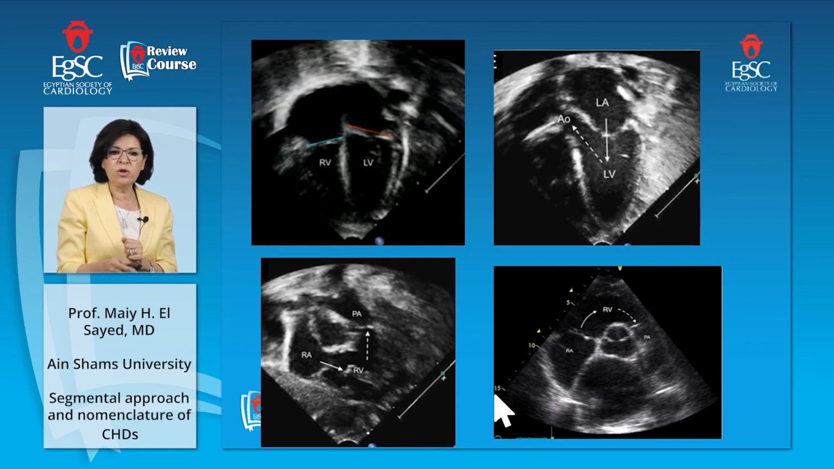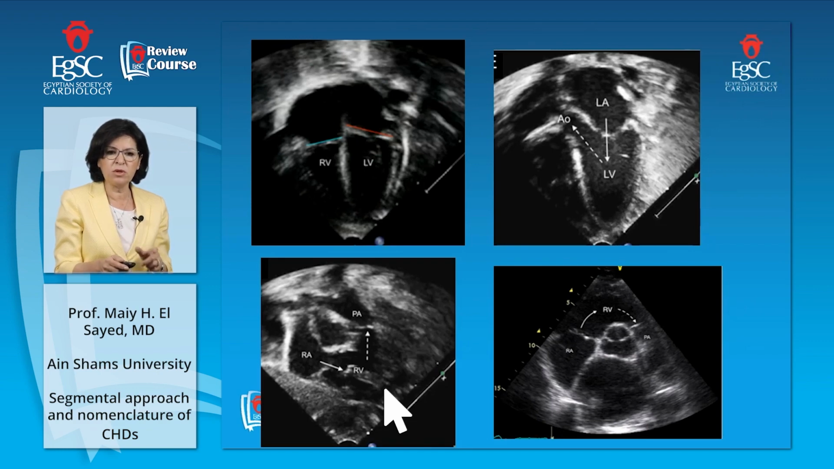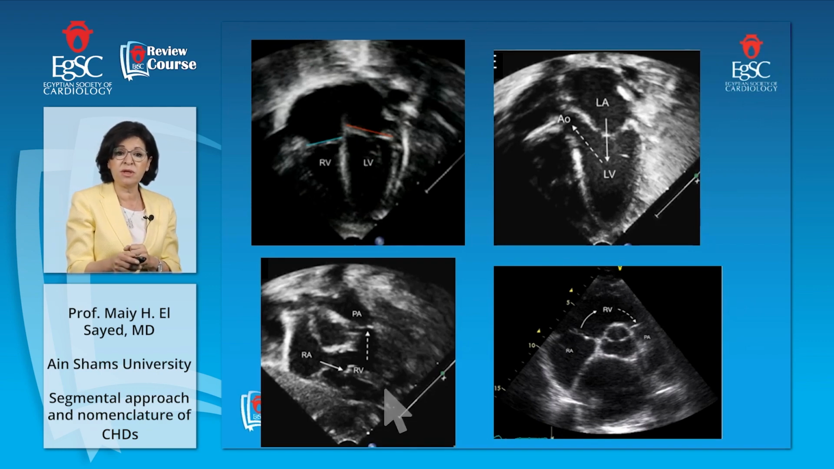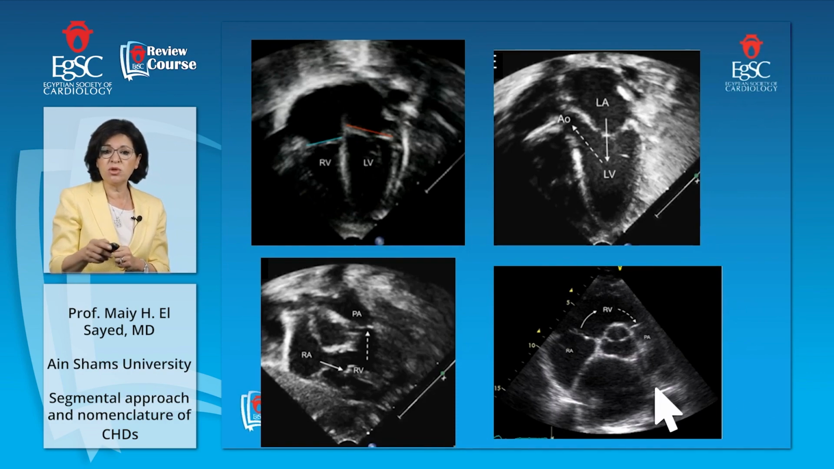In a subcostal view, you can see the inlet and outlet and the whole body. In the bottom left corner, you can see the whole body of the right ventricle. So inlet, trabecular portion, outlet. And then on the short axis also, you can see the inlet, body, and outlet.